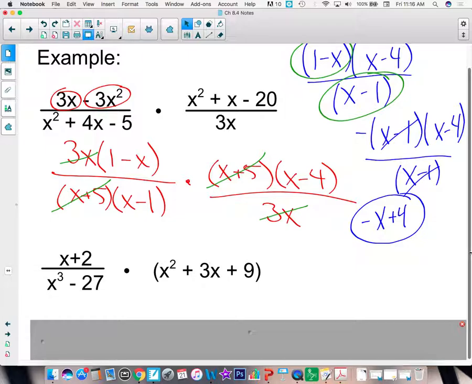Okay, this one, you're going to have to factor that. What times itself 3 times gives you an x cubed? X times itself 3 times. What times itself 3 times gives you 27? 3, right. So you're going to have x minus 3 for your first part, for your a minus b. That pattern.